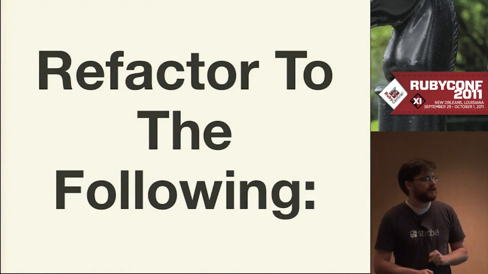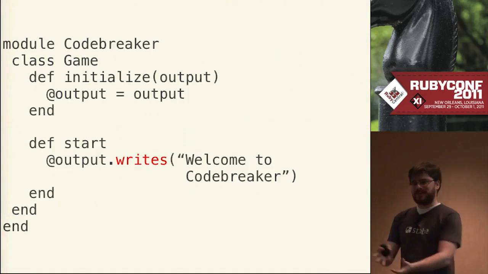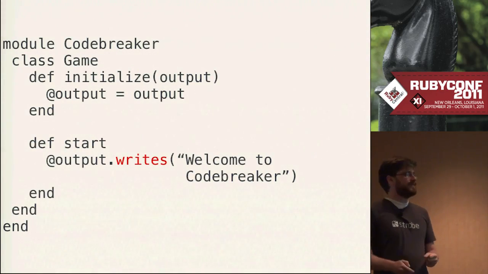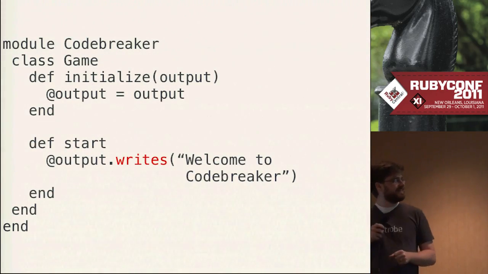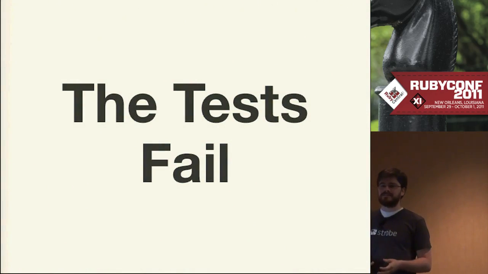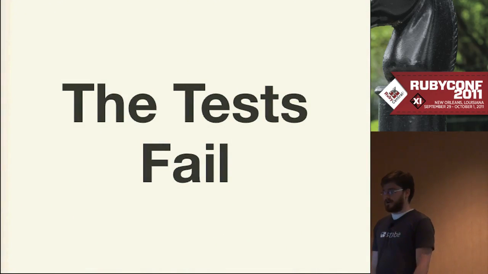But imagine we were to refactor this. Instead of using puts, we use write. That would be the same from the end user perspective. And yet, guess what happens? If you change that, the tests fail. Oh, wow, that's stupid. I mean, the end behavior is the same. Why would I ever use these? The output doesn't change.